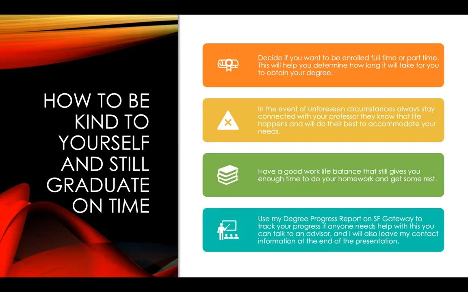How to be kind to yourself and still graduate on time. Decide if you want to be enrolled full-time or part-time. This will help you determine how long it will take for you to obtain your degree. So for example, in order to be full-time, I believe here at SF State, they want you to do at least 15 units a semester, and part-time is anywhere between like 6 to 9, I believe. Don't quote me on that.